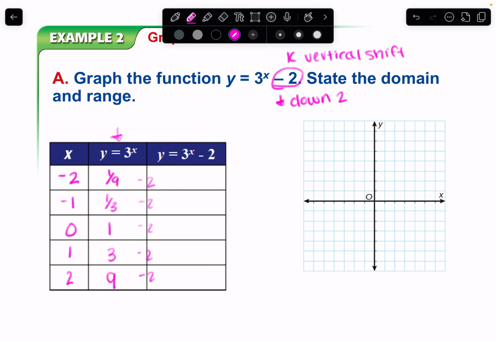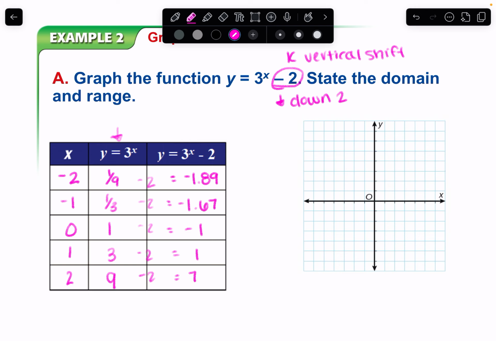Then for this next column, it's just taking everything you got from that column and subtracting 2 from it. So this is where, instead of using fractions, if you want to switch to using decimals, you are more than welcome to. Either way, it will give you the same answer. So 1/9 minus 2 is going to give you, and I just plug these into my calculator to get answers. 1/3 minus 2 is going to give me -1.67. 1 minus 2 is going to give me -1. 3 minus 2 is going to give me 1. And then 9 minus 2 will give me 7.